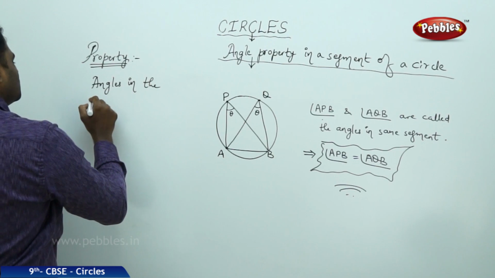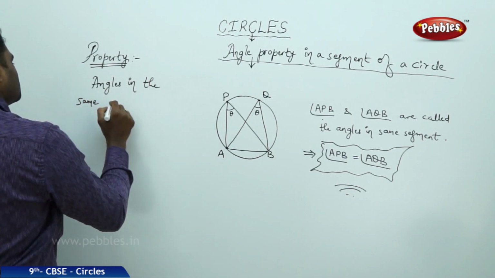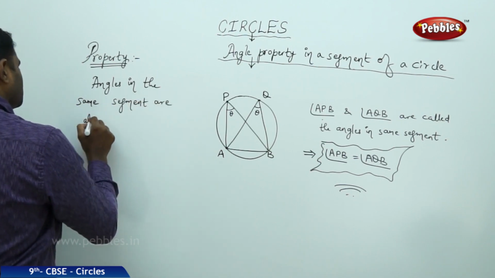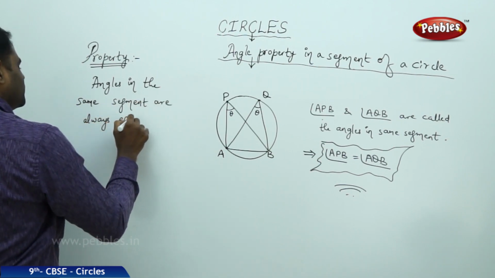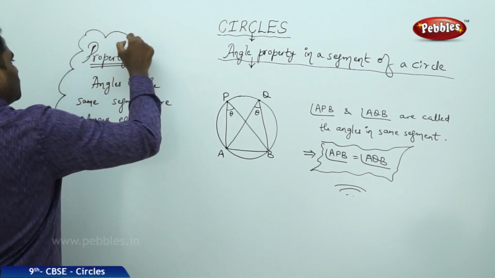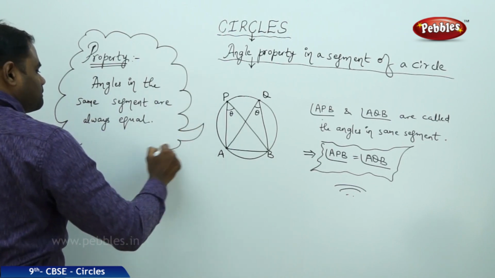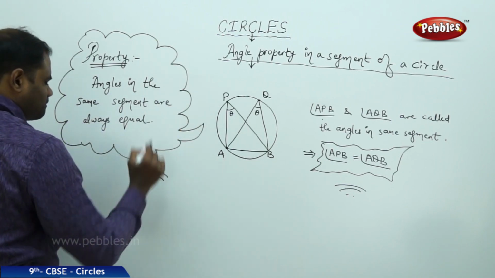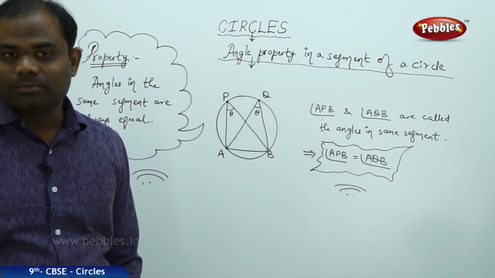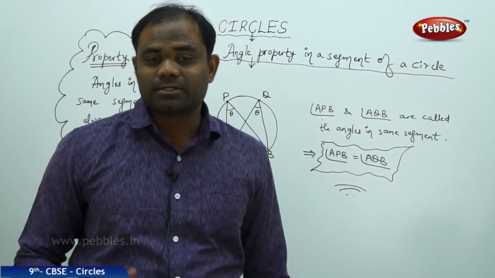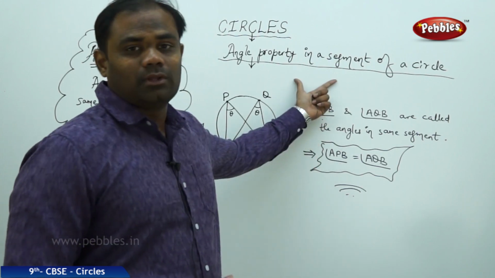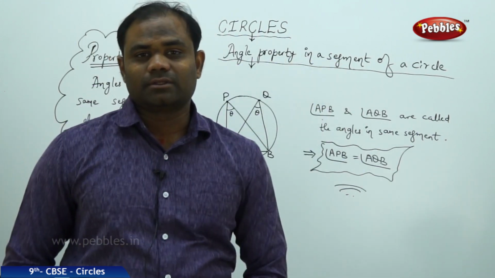Angles in the same segment are always equal. Angle APB equals angle AQB because they are angles in the same segment. Angles in the same segment are always equal, is how we connect the property.